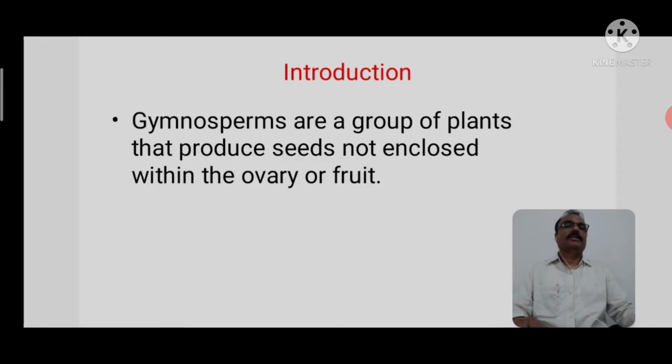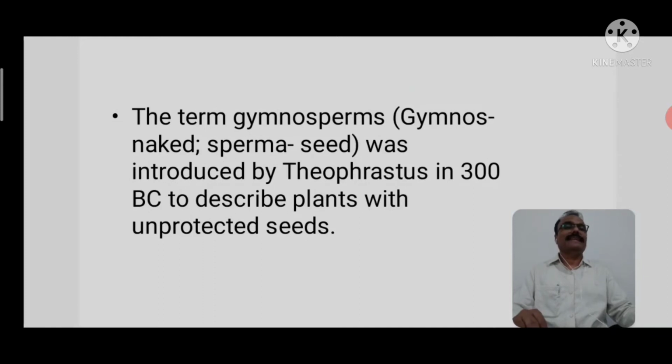Introduction. Gymnosperms are a group of plants that produce seeds not enclosed within the ovary or fruit. Gymnos means naked and sperma means seed. In short, gymnosperms are the naked seeded plants. The term gymnosperm was introduced by Theophrastus in 300 BC to describe plants with unprotected seeds.